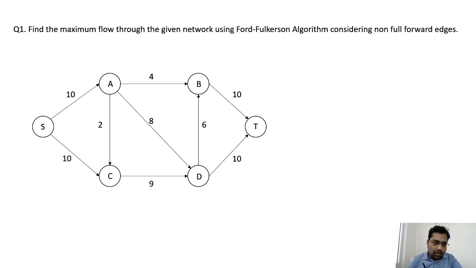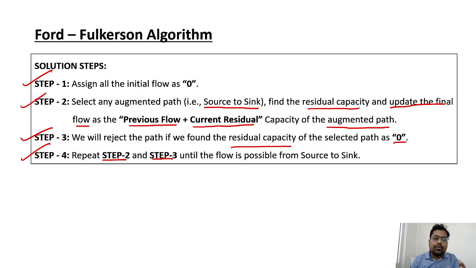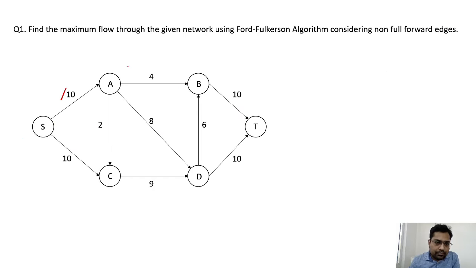As I said, in step 1, assign the initial flow as 0. Whenever we write, the original capacity will always be on the right-hand side, and the left-hand side is considered the flow of the path in the network. Initially it is 0 for us. I'll be changing the color as I pick paths one by one.